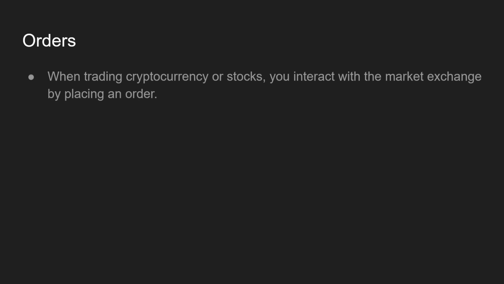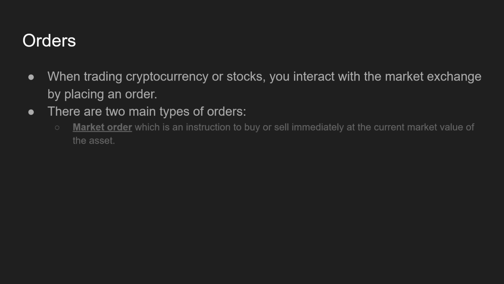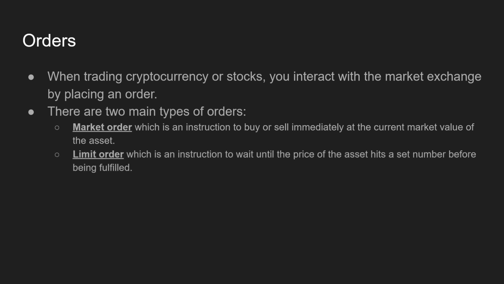So we'll first start off with orders. When trading cryptocurrency or stocks, you interact with the market exchange by placing an order. And there are two main types of orders. The first is a market order, which is an instruction to buy or sell immediately at the current market value of the asset. And then there's the limit order, which is an instruction to wait until the price of the asset hits a set number before being fulfilled.